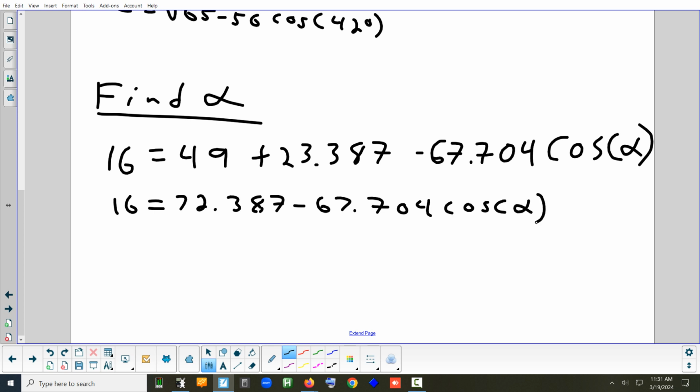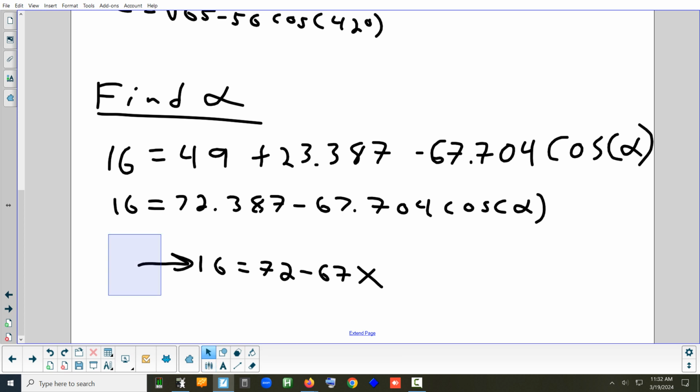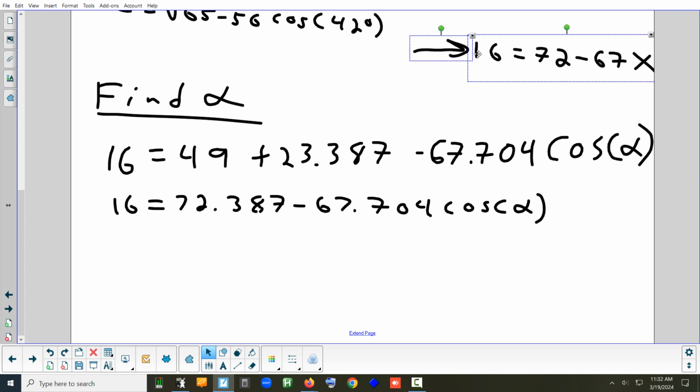So the next step, if it's confusing with the trig in there, then think of it as an equation without trig. Think of it like 16, I'm just going to make the numbers simple, equals 72 minus 67 times something you don't know. That's all cosine is. It's something we don't know. So whatever your next step would be here, it's exactly the same as the next step above. What do you think your next step would be? Subtract 72 from both sides. Yep, subtract 72 from both sides. I'm just going to move that over there.